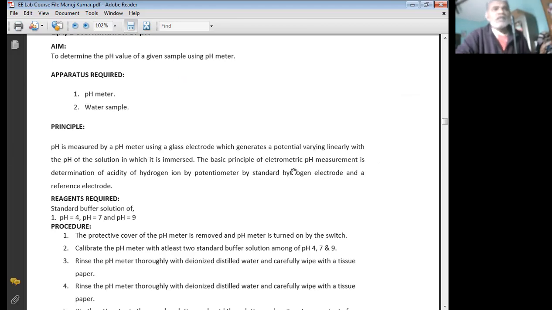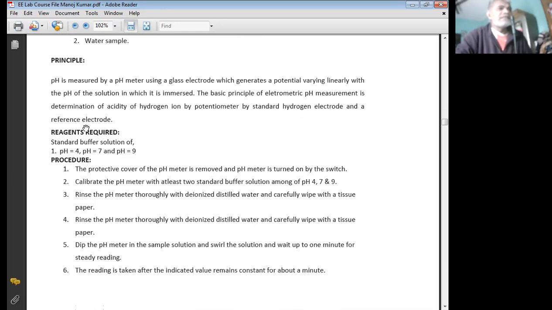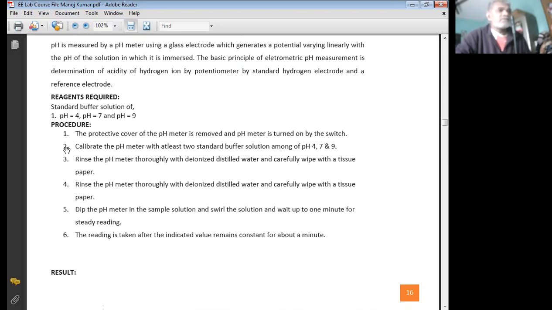The basic principle of the electrometric pH instrument is the determination of the hydrogen ion activity by the potentiometer, using the standard hydrogen electrode and the reference electrode. Reagents required: standard buffer solutions, pH 4, pH 7 and pH 9.